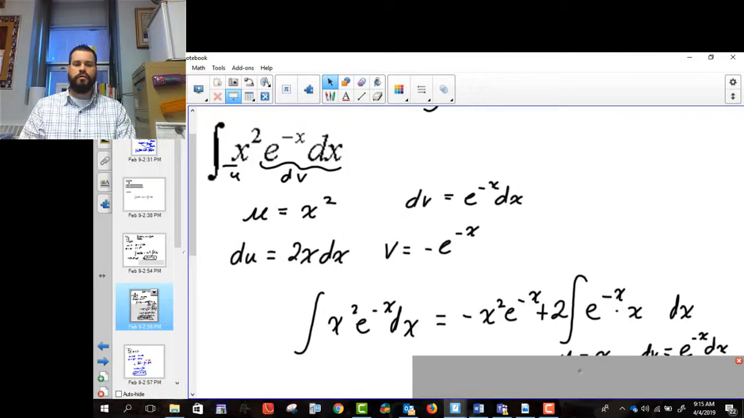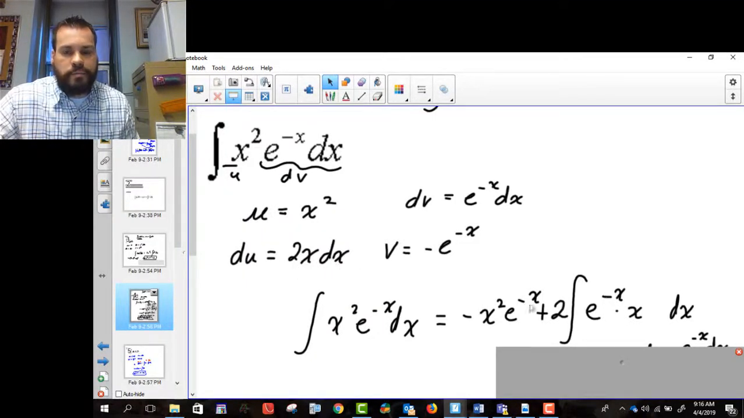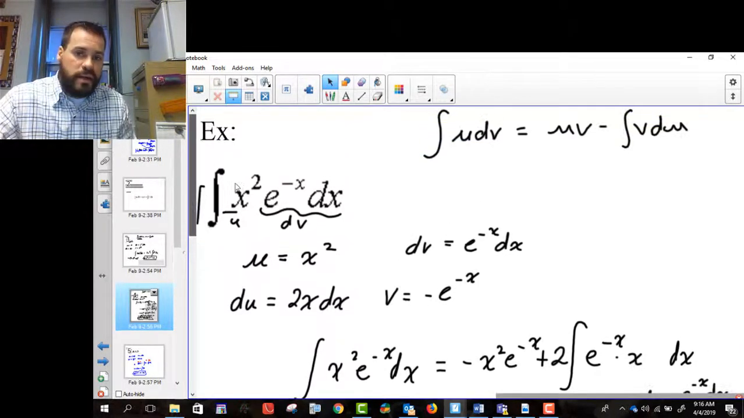Okay, u times v is x squared and then minus e to the minus x. So that's where I got that term from, minus x squared e to the minus x. And then the other term is v, which is e to the minus x, and du, which is 2x dx. And because it's negative here, and the formula says minus the integral of v du, I've changed it into a positive. Because the minus from the v and the minus there gives me a positive, and I've taken the 2 from du and just put it out front.